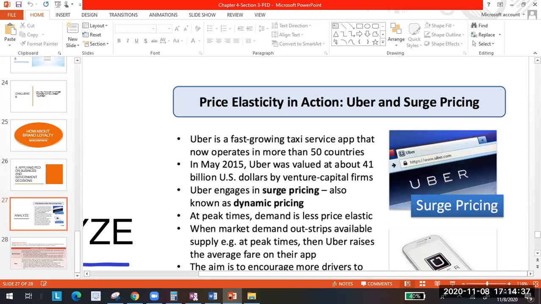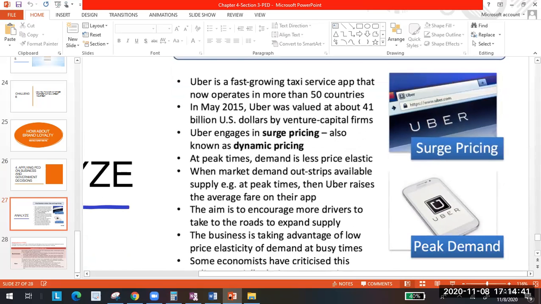For example, at peak times Uber raises the average fare on their app. The aim is to encourage more drivers to take to the road.